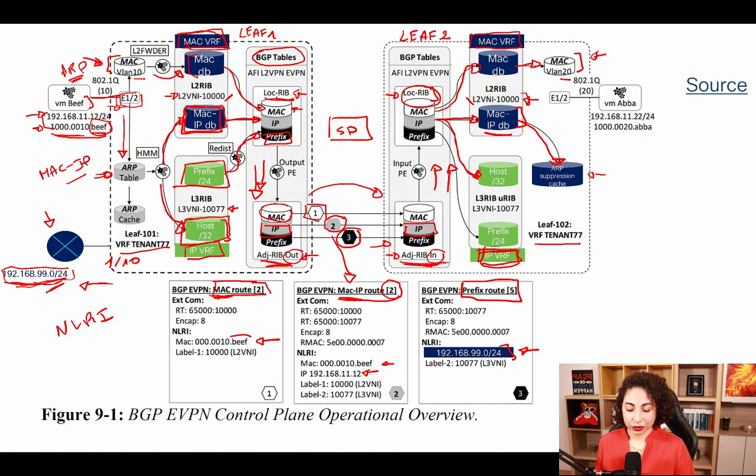It will be installed into the adjacency RIB in. From there, it will go to the local RIB for BGP. And from here, it will be installed into the IPVRF table. So that's it.